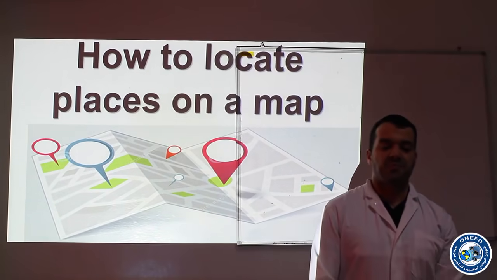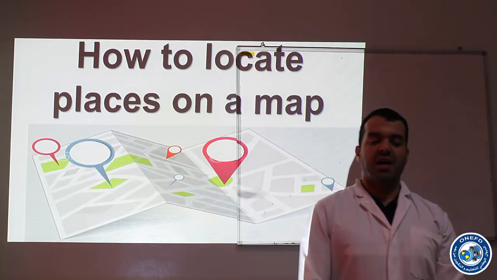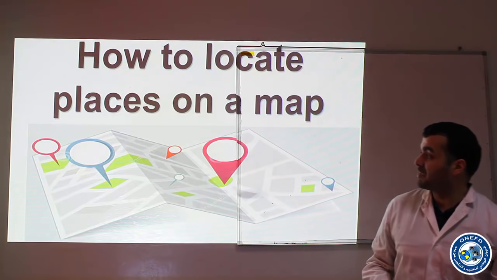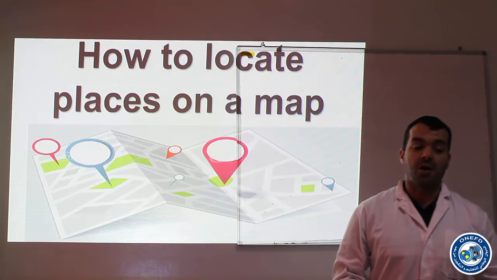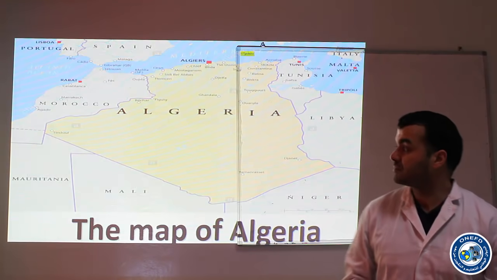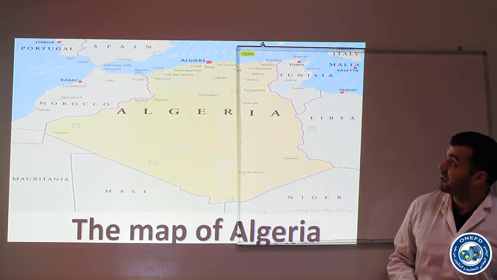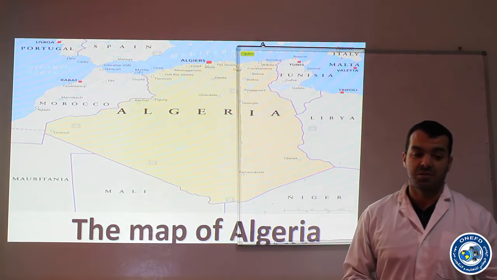Now let's move on. Now I will show you how to locate places on a map. For example, this is a map of Algeria. We call it a map. Please try to take notes.